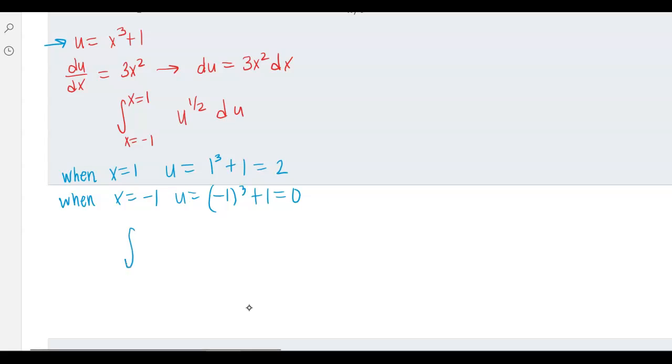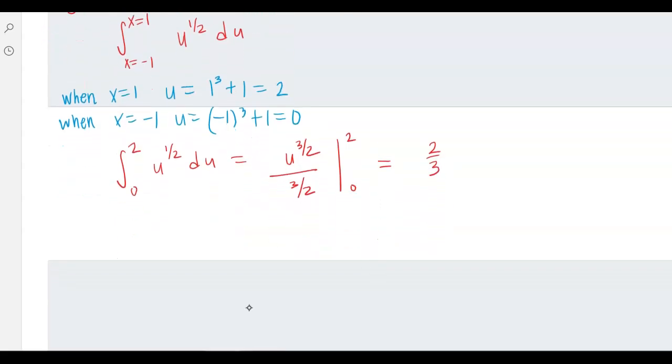So my new integral is going to be, the lower bound is going to be 0, the upper bound is going to be 2, and then I have u to the 1/2 power du. Okay, so this will be u to the 3/2 over 3/2, evaluated between 0 and 2, or let's write it as 2/3 u to the 3/2. I'm going to go down so I have more room there.